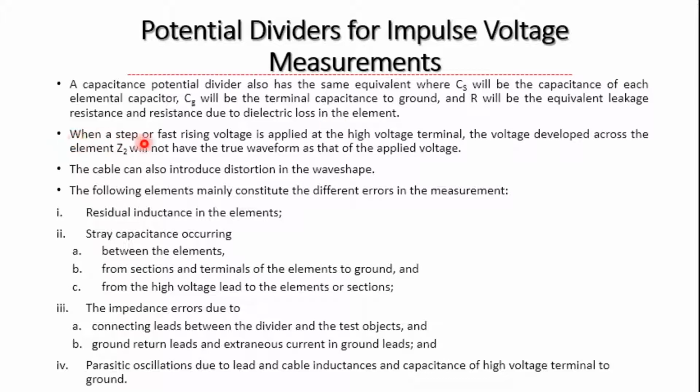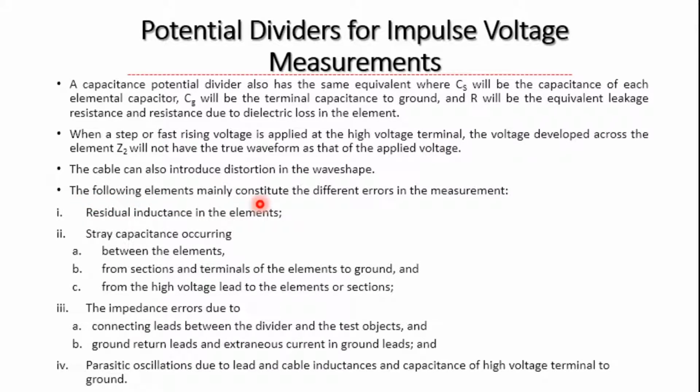When we apply a step or fast rising voltage to the high voltage terminal, the voltage developed across the secondary element, that is Z2, will not have the true waveform of the applied voltage, because of CG, CS, and sometimes even a long cable, which will introduce errors in the CRO. We have to take that into consideration. The cable can also introduce distortion in the waveform. That is the concept we discuss.